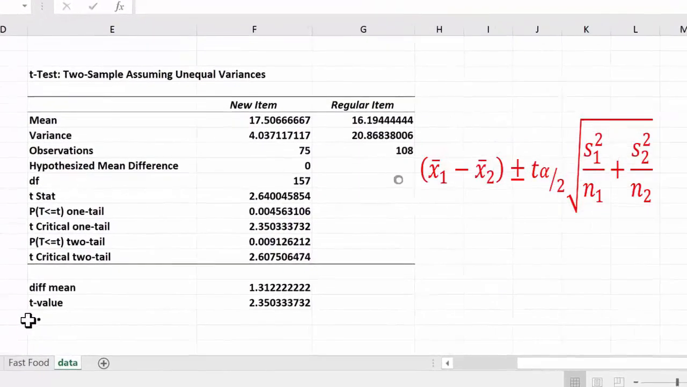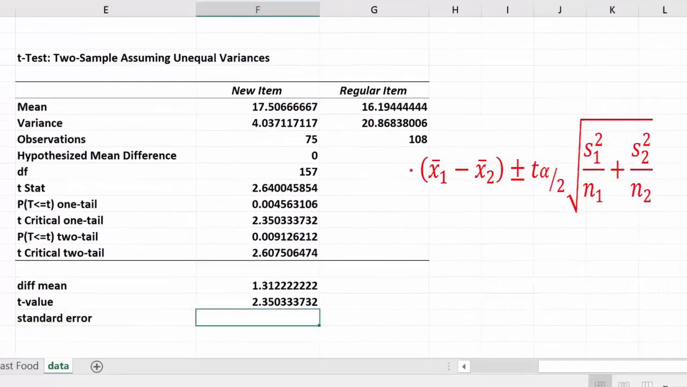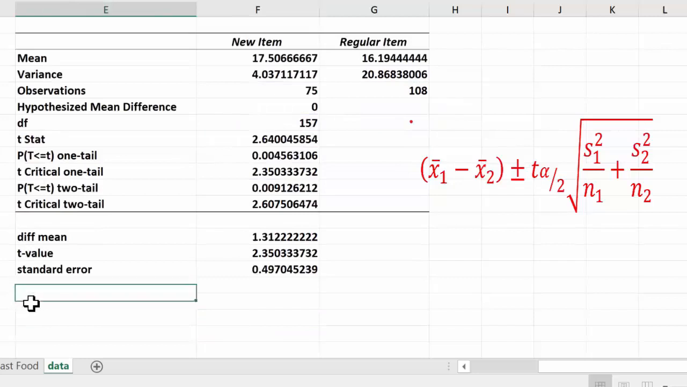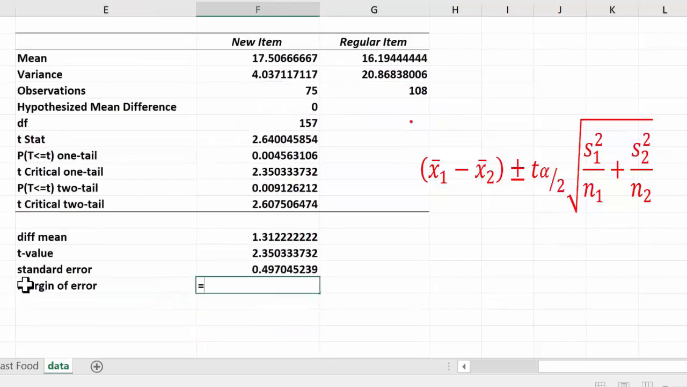So now we can calculate the standard error. Standard error is what you see in the equation, which is the square root of the variance for the first variable divided by the sample size for that, and here it's 75, plus the variance for the regular item divided by the sample size that we have for the regular item. If you notice here, I have different sample sizes. As I have mentioned before, we are okay with that. We don't need to have the same. So this is the standard error. Now the margin of error is simply the t-value multiplied by the standard error. This is the second term in that equation.